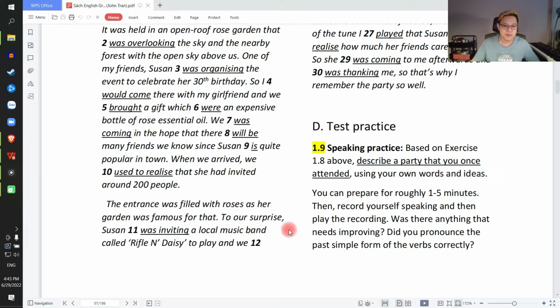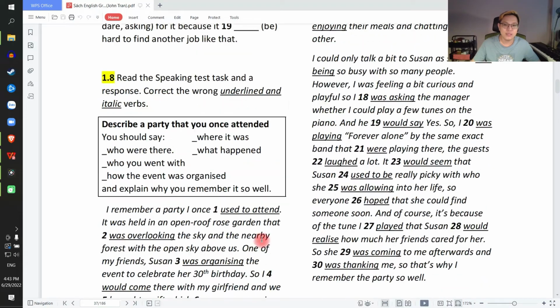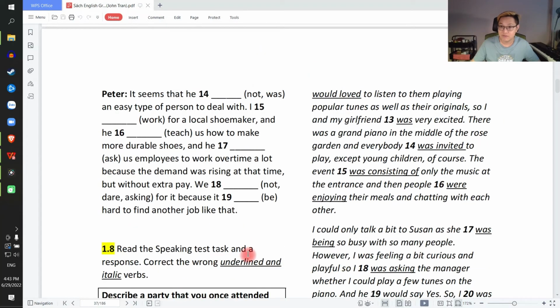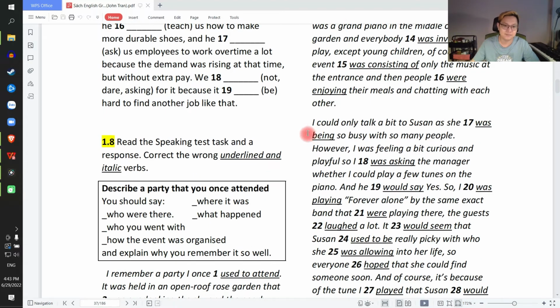To our surprise, Susan invited a local music band called Rifle and Daisy to play, and we would have loved to listen to them playing popular tunes as well as their originals. So I and my girlfriend were very excited.